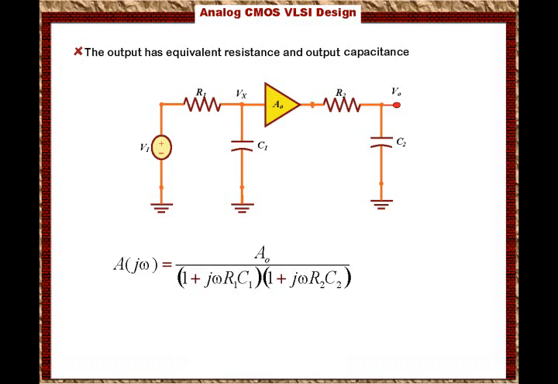And this is the transfer function for the gain, or the frequency response of the gain. It has two poles, or two 3 dB frequencies, one for the first RC circuit and the other one for the second RC circuit. That's all we're saying.